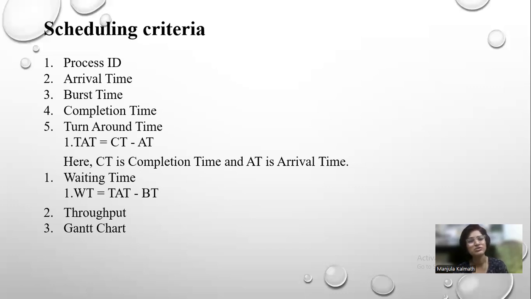Turnaround time includes both the waiting time as well as the burst time. Turnaround time is completion time minus arrival time, when it arrived and when it completed, so it includes the waiting time also. Next we have waiting time, which is turnaround time minus burst time. Since turnaround time includes the burst time as well as the waiting time, we separate the waiting time from the turnaround time by subtracting the burst time, which gives the waiting time.